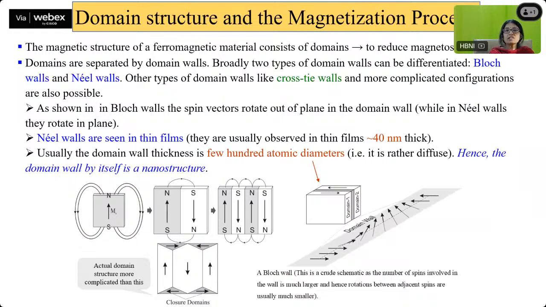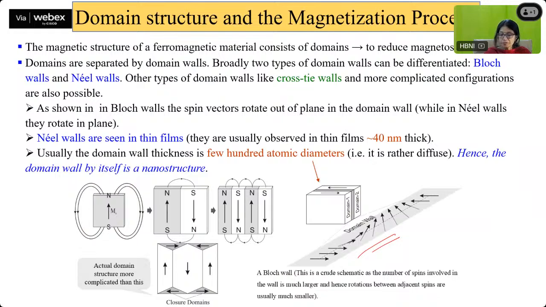Usually the domain wall thickness is a few hundred atomic diameters, that is, rather diffuse. Hence the domain wall by itself is a nanostructure. So what this actually means, in case of a Bloch wall, this is a crude schematic as you can see over here: as the number of spins involved in the wall is much larger, the rotation between adjacent spins is much smaller. So this is what you see in case of a Bloch wall.